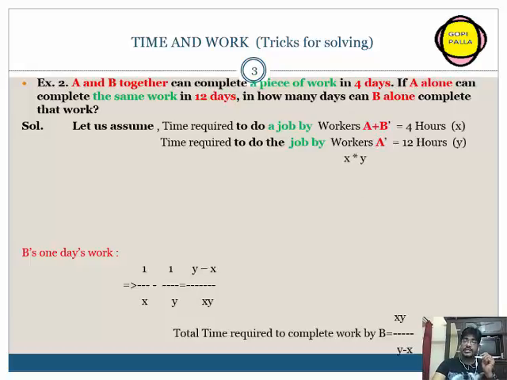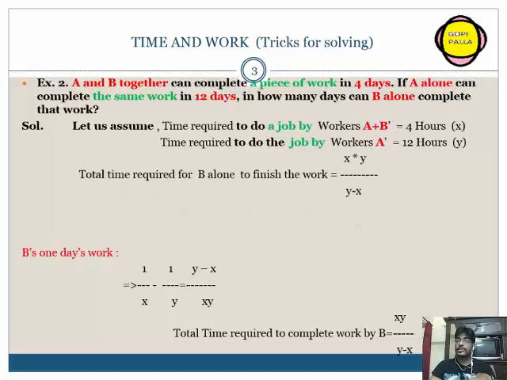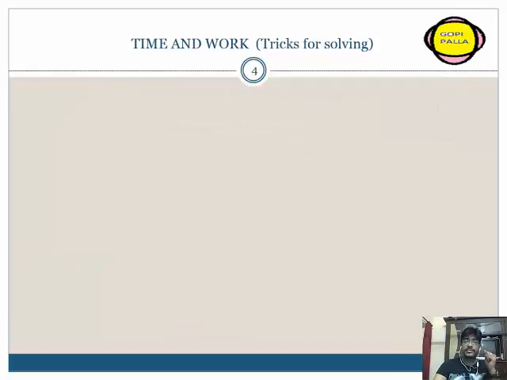So the trick here is we apply the same formula and substitute the values of X and Y. X is 4 and Y is 12, so 4 into 12 by 12 minus 4, that is 48 by 8, which equals 6 days. So it eliminated the problem of doing the LCM and inverting and all related steps. Please remember this formula in order to solve similar problems.